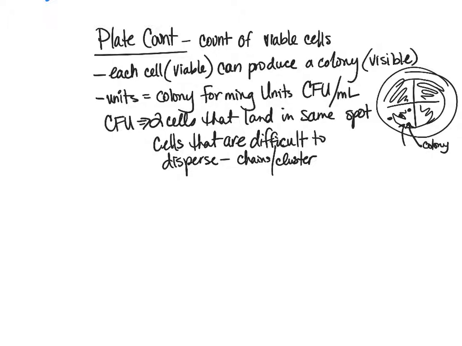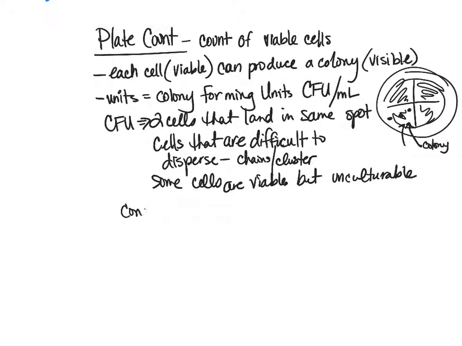Also, some cells are viable but unculturable. So plate counts are considered low estimates. They're good estimates, but they're on the low side. But that doesn't mean it's not used. It's actually used quite often because it's one of the most effective or easiest methods.